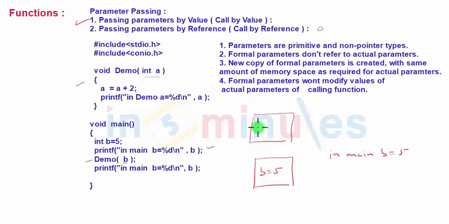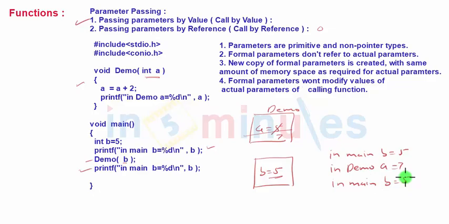The function starts working. a receives a value 5 in the demo function. Then a equal to a plus 2 occurs. So a changes to 7. We can see a is modified but b is not modified. So you can see it says the fourth point, formal parameter won't modify the value of the actual parameter in the calling function. Okay, after that the printf of demo works. It prints in demo a equal to 7. Then the function terminates and we come back to main, and we can see b is not modified. It outputs in main b equal to again 5.